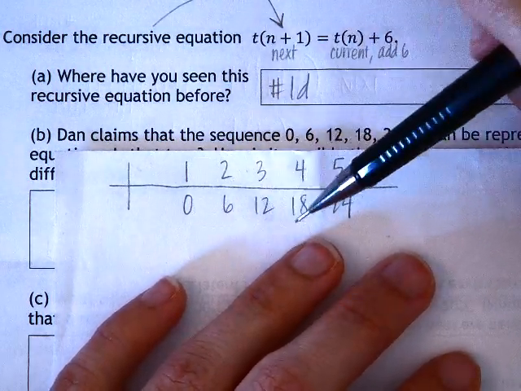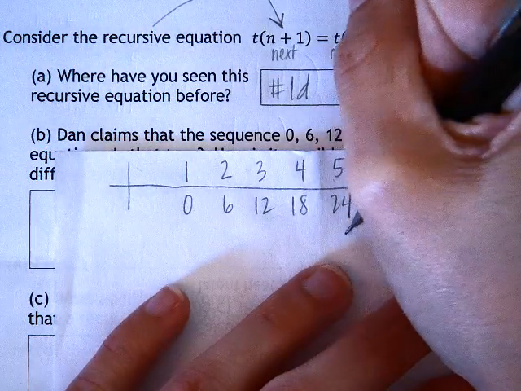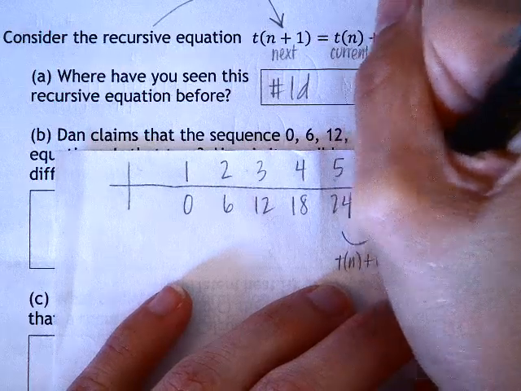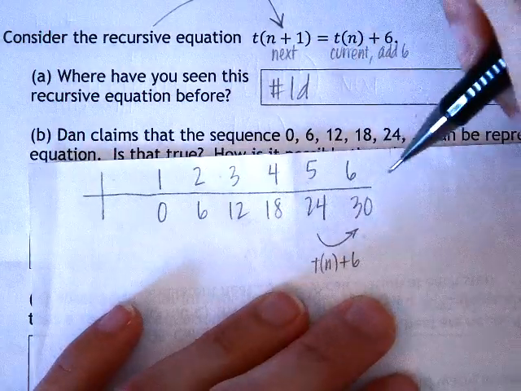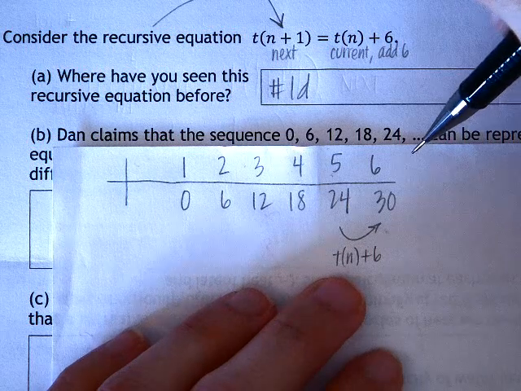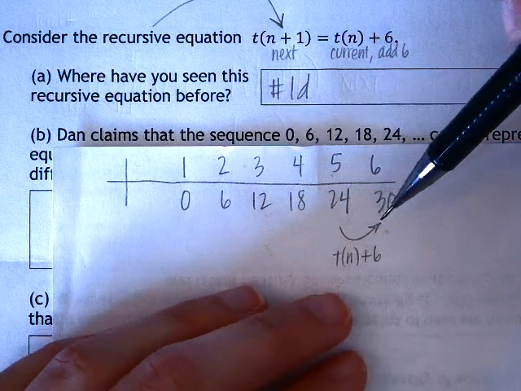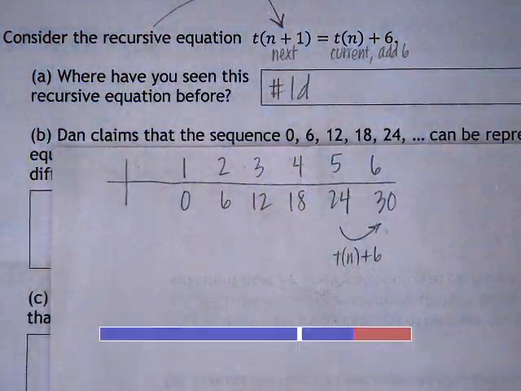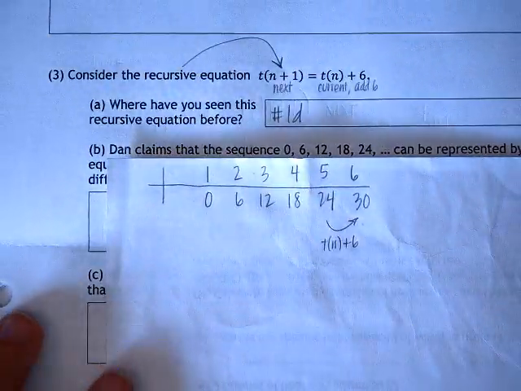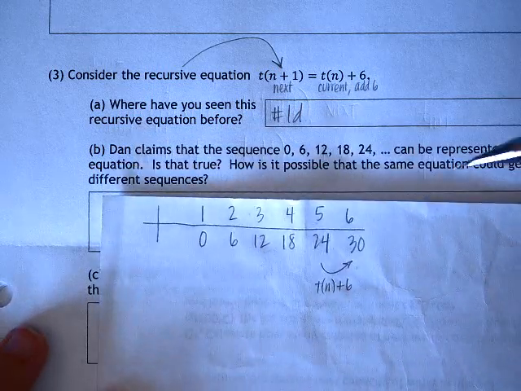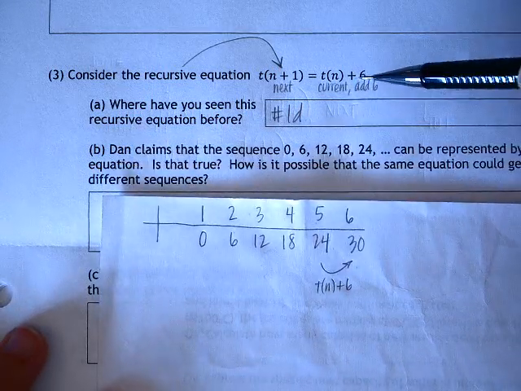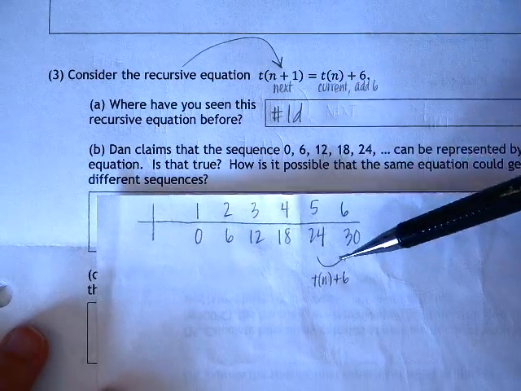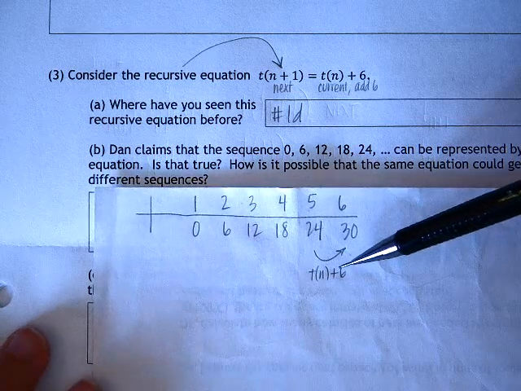The pattern does look like it's adding by 6, so I would have to take the current t of n value, which is 24, and add 6 to it, which is 30. That does look like it's making the pattern continue, and that looks like his equation really is correct. T of n plus 6 does work. Now, that hopefully brings to mind a very curious question. How is it possible that one equation could have yielded two completely different sequences? That doesn't seem like the math that we've always known and loved.